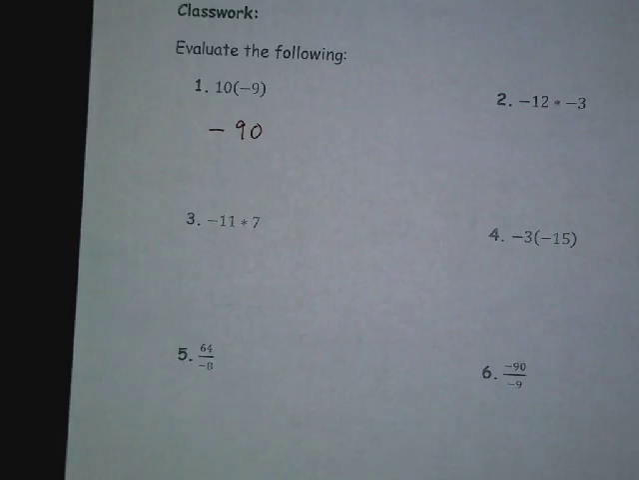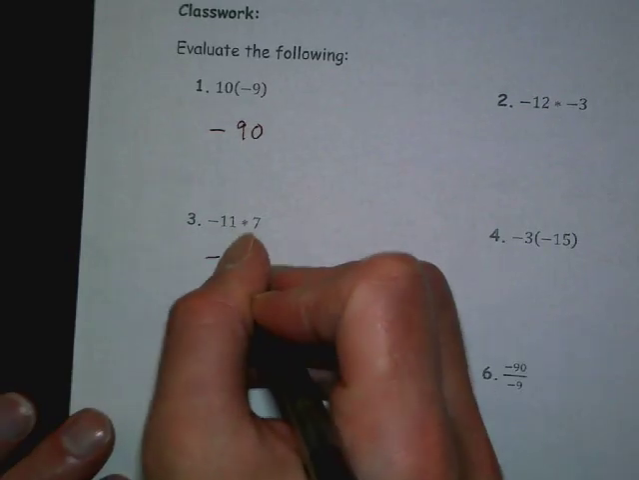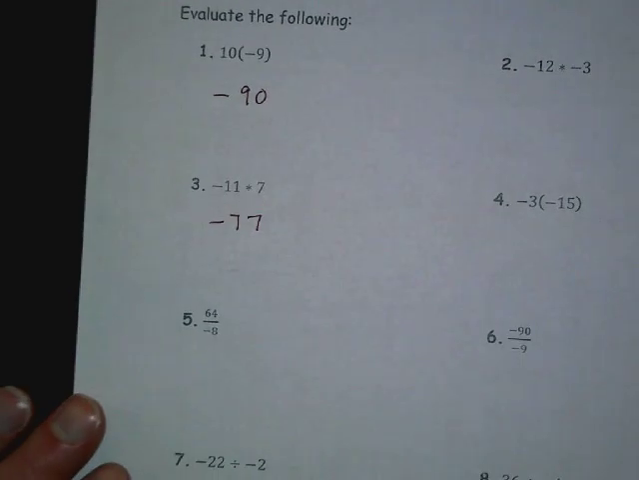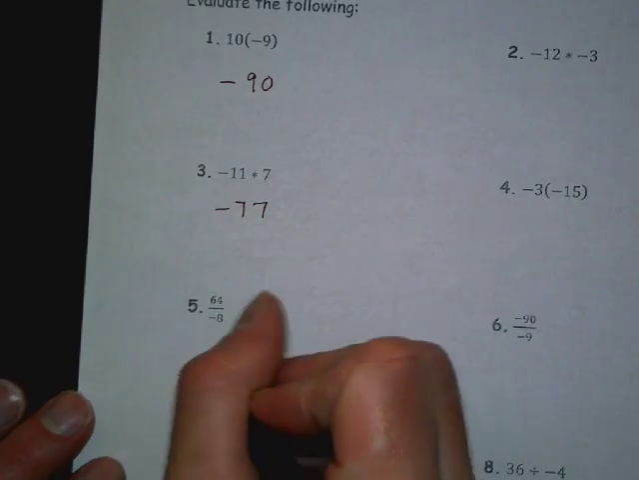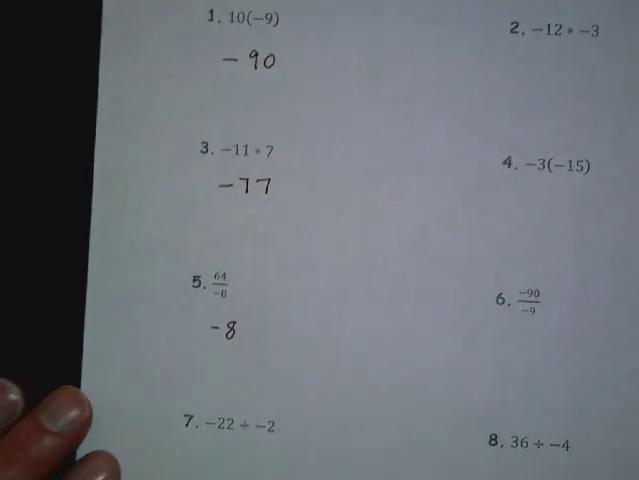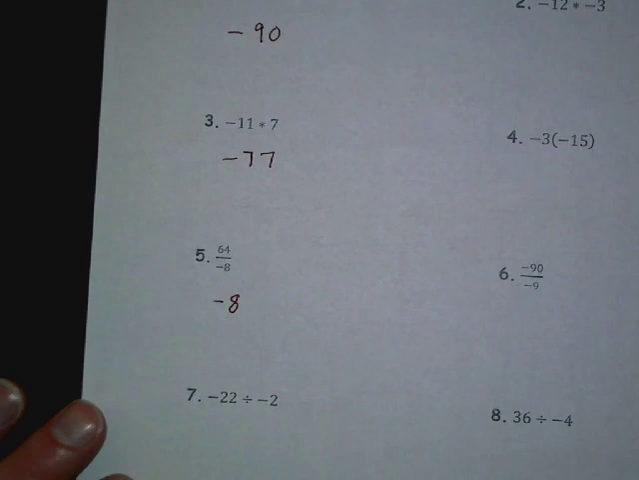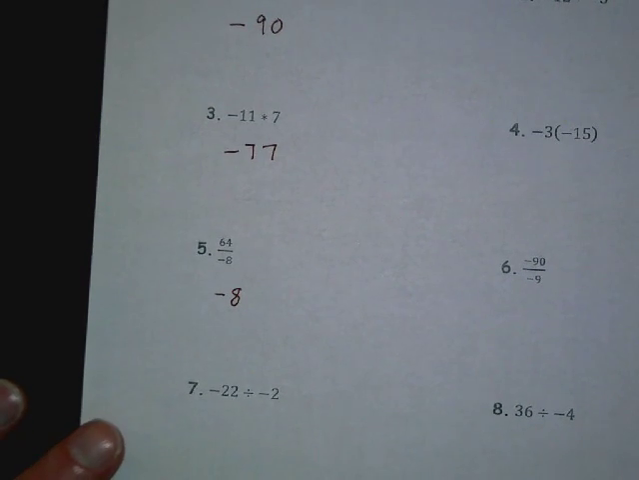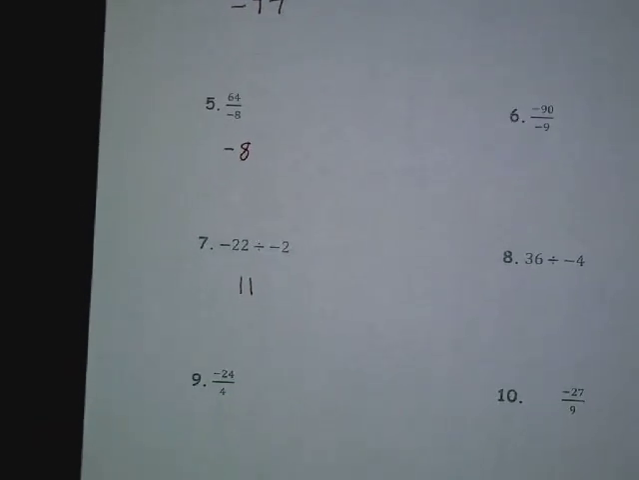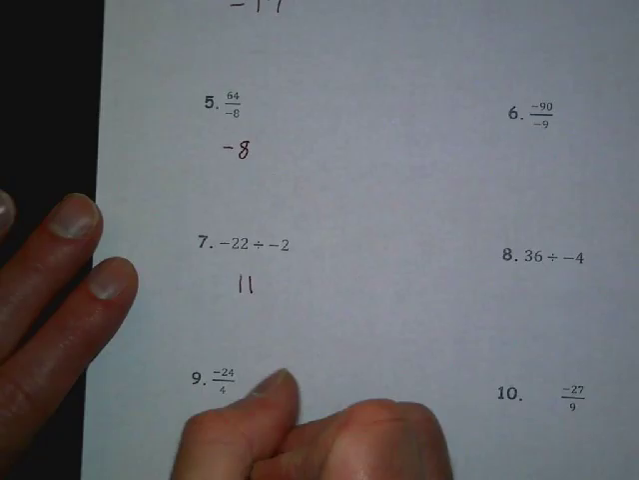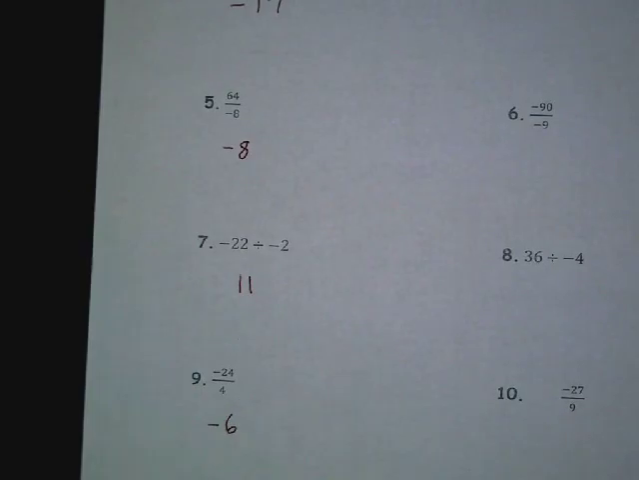Ali, what'd you get on 3? Negative 77. Okay, we agree with that. Let's see. Sebastian, what'd you get on 5? Good. Sam, what'd you get on 7? 11. Good. 2 negatives gave us a positive answer. And Jack, what'd you get on 9? Good. All right. We got any questions with the rules of multiplying and dividing?